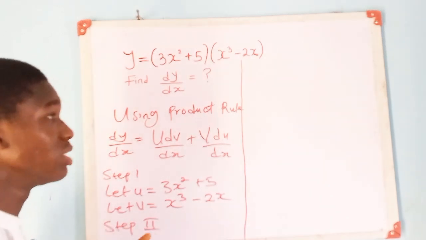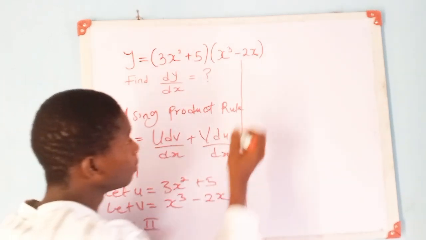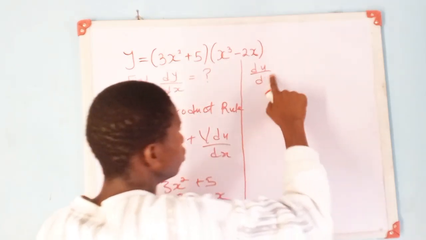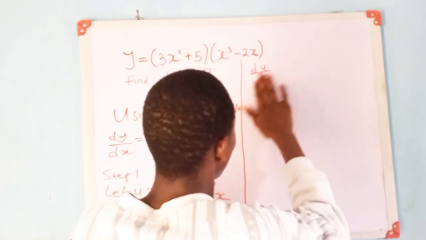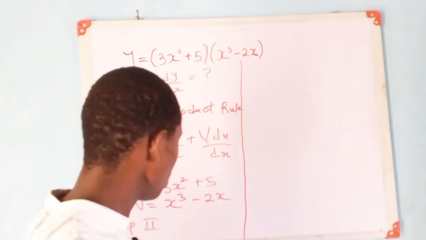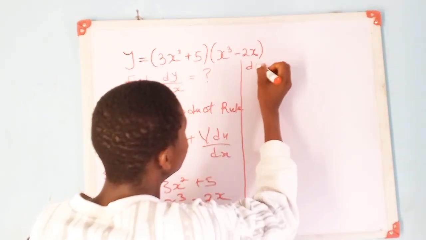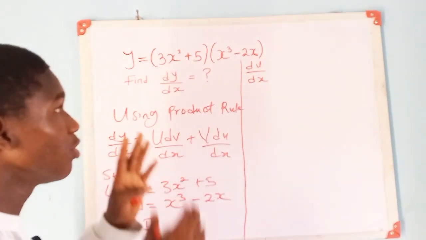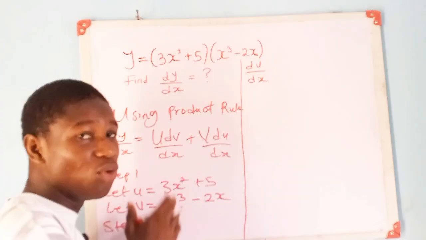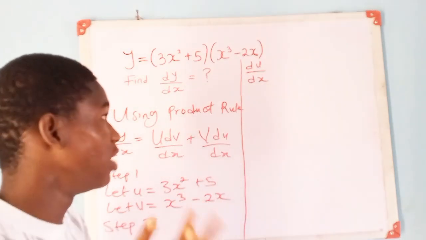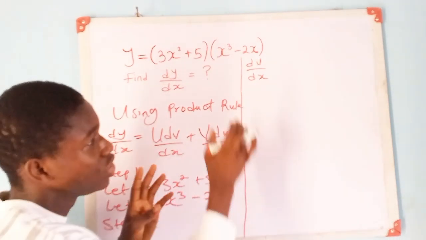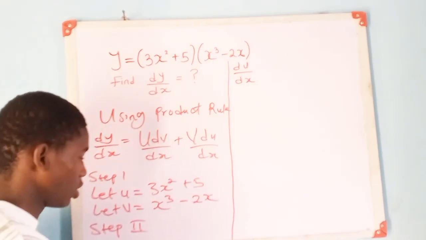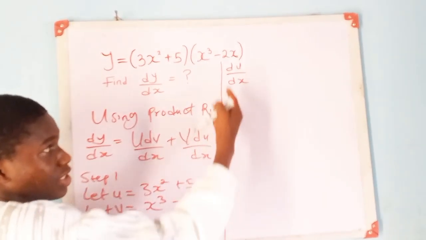Now what we are doing in step 2 is looking for du over dx and dv over dx. The two of them, you are looking for both of them. So if I'm looking for du over dx, I'm going to be differentiating u, for me to get du over dx.